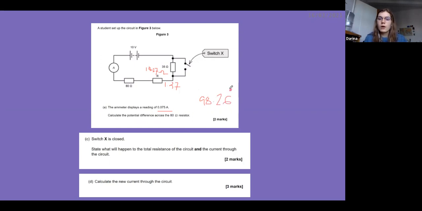Finally, we work out the new current. It's no longer going through that resistor, so the total resistance of the circuit is going to decrease. The current will increase, therefore, because the total resistance decreases. So our new current is going to be V over R. We do 10 divided by that resistance, and that is going to be a current of 0.1 roughly.